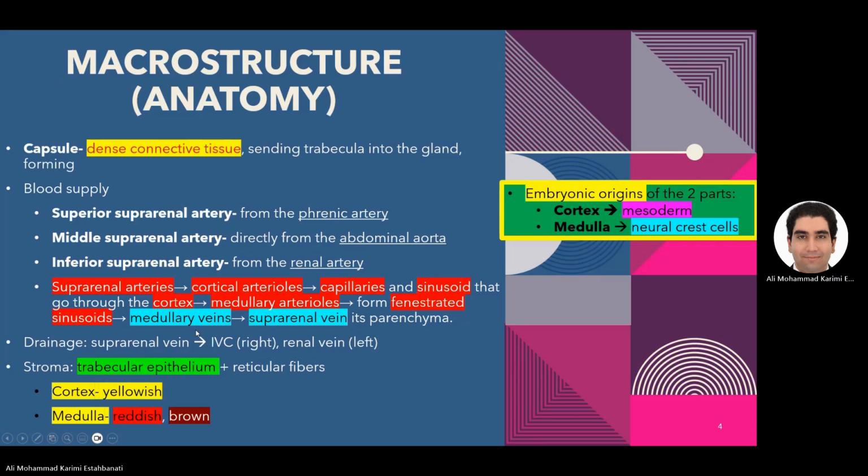You just need to remember that the cortex, when you look at it, is going to be yellowish and the medulla reddish-brown. And the cortex and medulla have different embryonic origins. As you can see here, the cortex comes from the mesoderm, while the medulla comes from the neural crest cells. Pretty straightforward, nothing more to know.